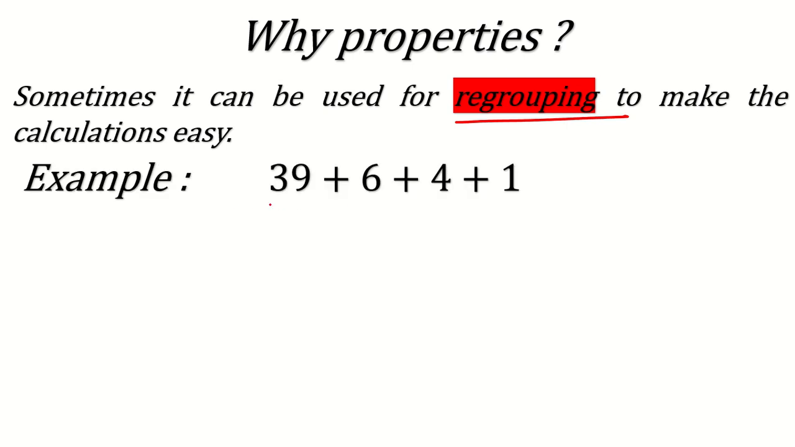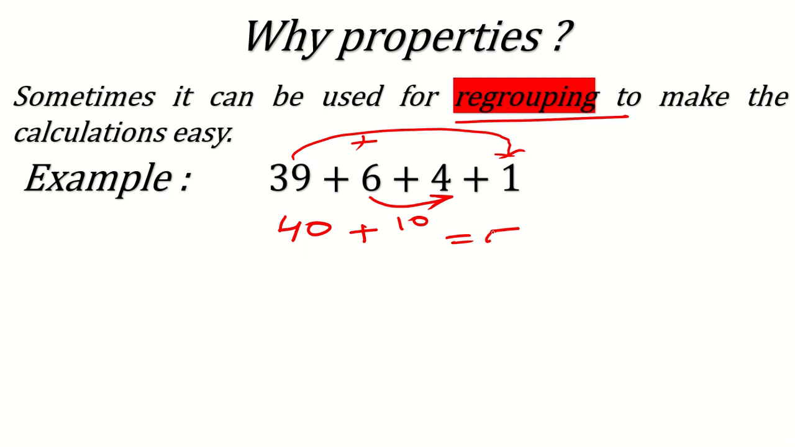For example, just think like a student of grade 5 or 6. You have to add these numbers: 39 plus 6 plus 4 plus 1. If you add it continuously, 39 plus 6 is 45, 45 plus 4 is 49, 49 plus 1 is 50. But a student of grade 5 or 6 will take time. So what they can do is regroup it: add 39 and 1, which is 40, then add 6 and 4, which is 10, and after that 40 plus 10 is equal to 50.